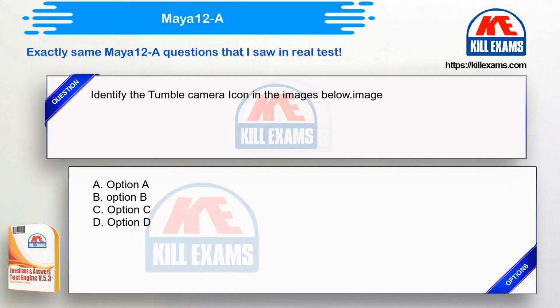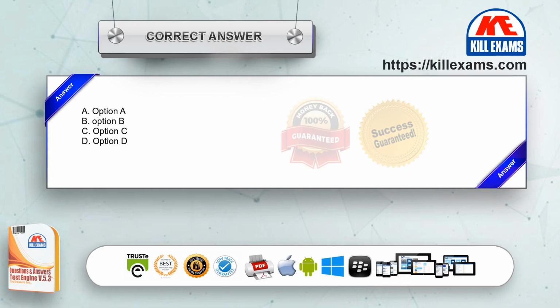Identify the tumble camera icon in the images below. Image. Option A. Option B. Option C. Option D. The correct answer is option B.